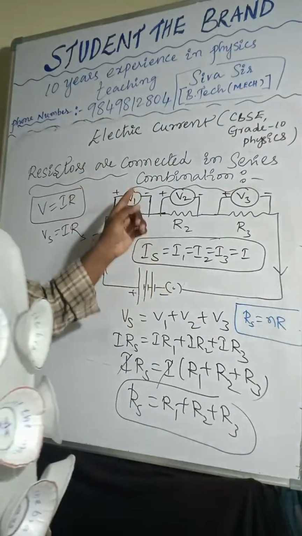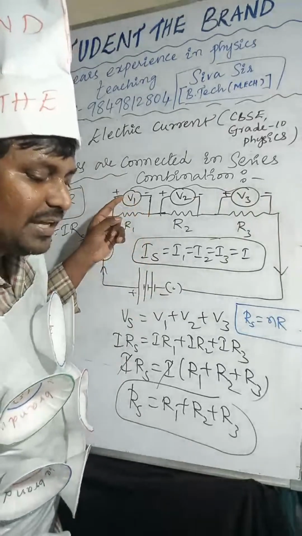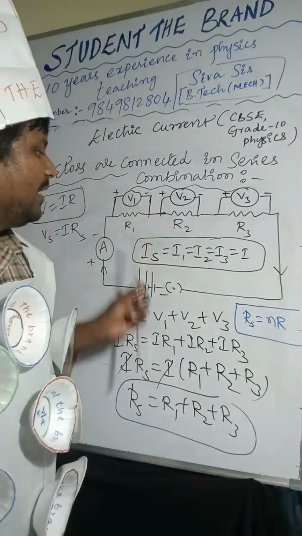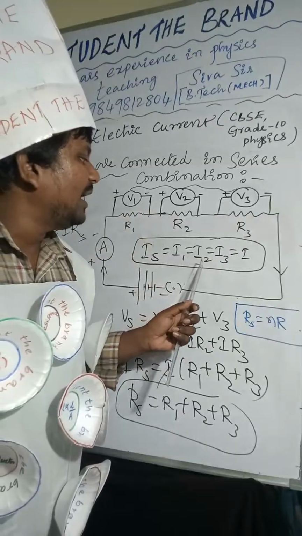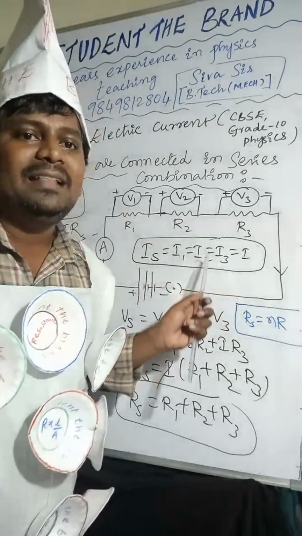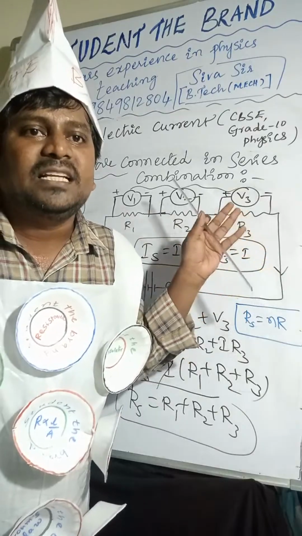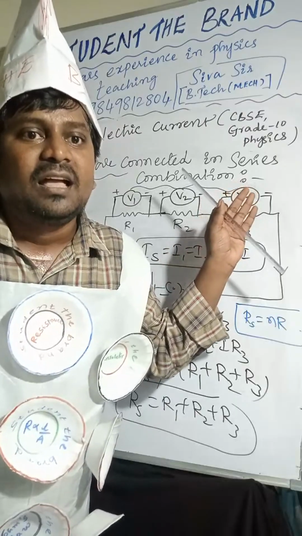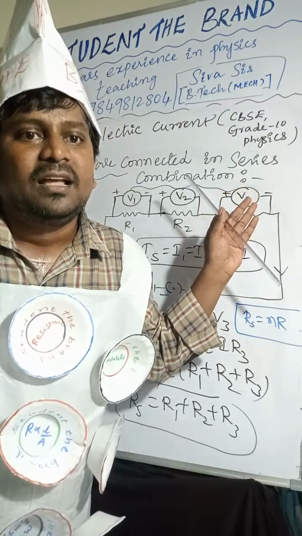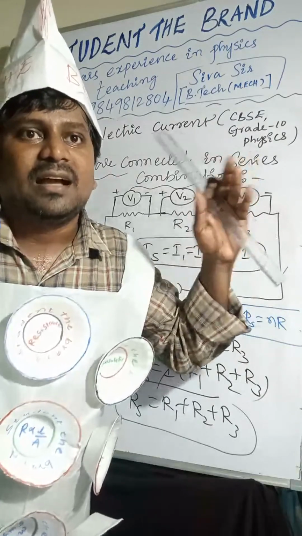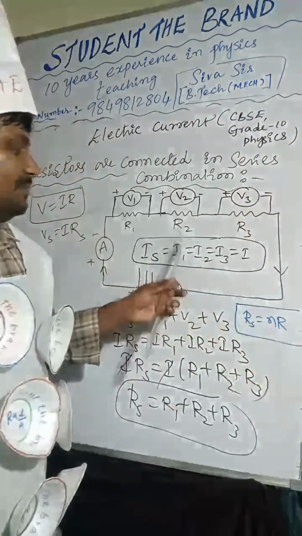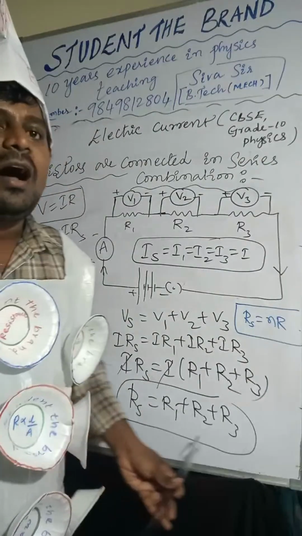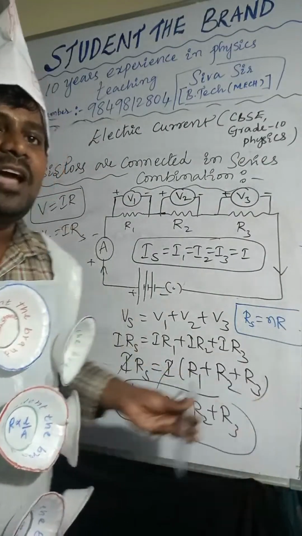So in the series combination, I1 equal to I2 equal to I3 equal to I. By seeing this we can understand one thing: in series combination, current is same. So if you are taking resistance Rs equal to R1 plus R2 plus R3, we have to add all the resistances.